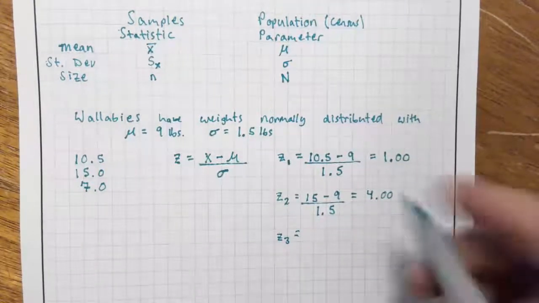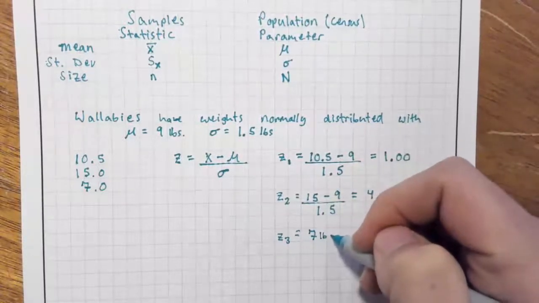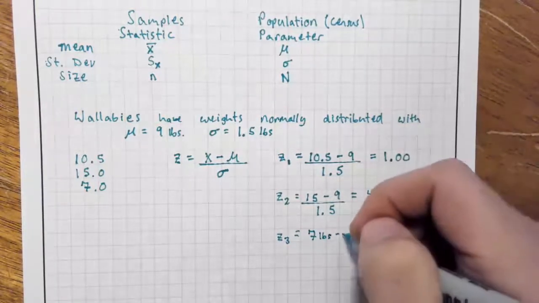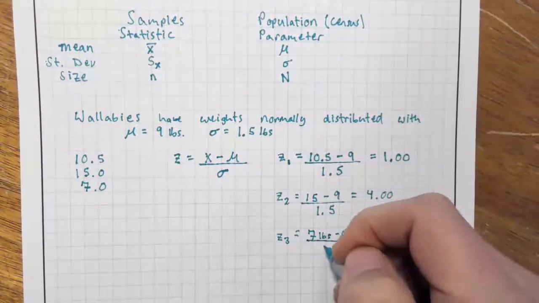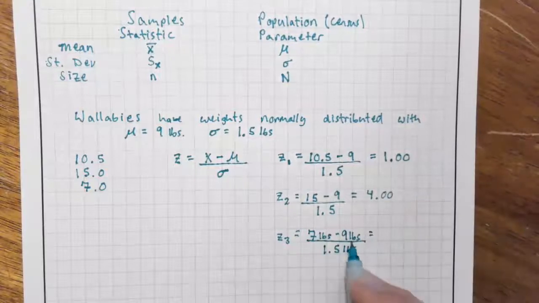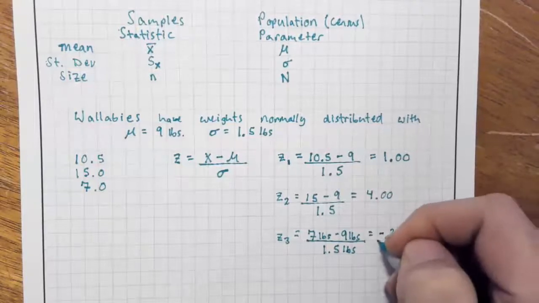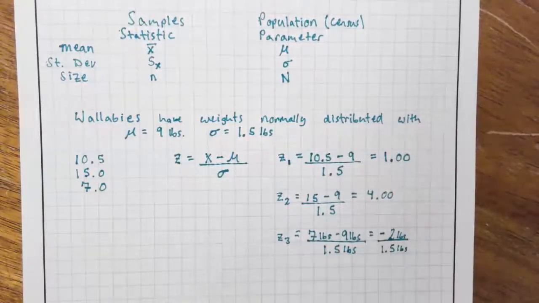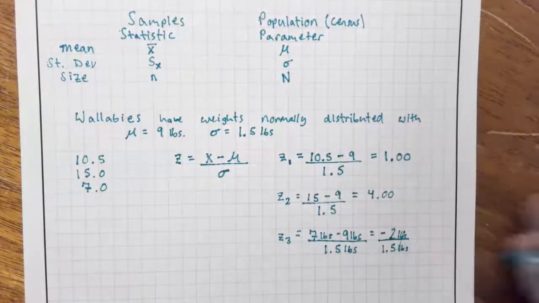So he weighed 7 pounds. I'm going to include units on this one because I want to show you something. So we weigh 7 pounds. We're going to subtract the mean weight of all wallabies, which is 9 pounds, and then divide by 1.5 pounds, the standard deviation. Okay, so if I simplified this, 7 minus 9, that would give me -2 pounds, divided by 1.5 pounds. And this is why I wanted to include the units on this one. You never really have to do that, but when I'm dividing here, these pounds are going to be canceling each other out. They go away.